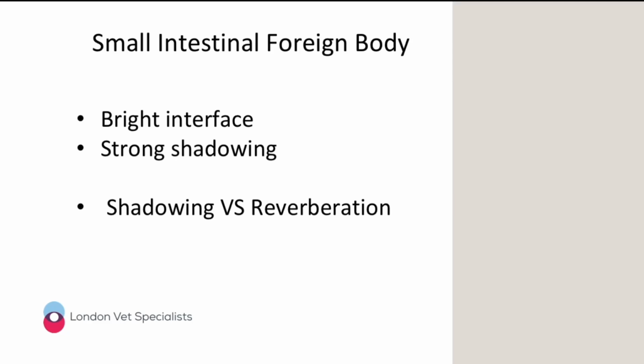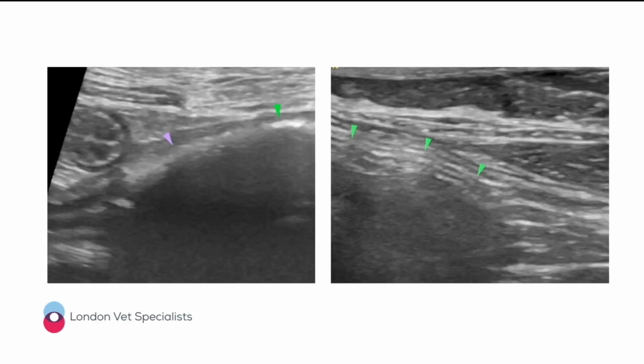Just a word of caution at this point. It is extremely important that we are able to tell the difference between the strong, uniform shadowing that we are likely to see in association with either a gastric or a small intestinal foreign body and reverberation artifact secondary to gas in the colon. We do not want to get those two mixed up and be recommending exploratory laparotomies in patients that just have a colon full of gas. So let's take a look at some examples of each.